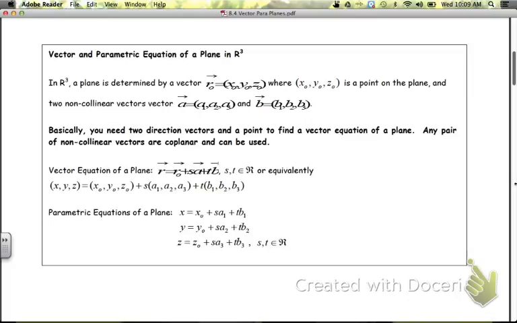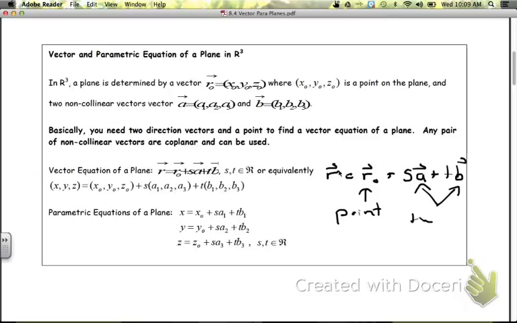Our vector equation of a plane is kind of hard to see here, so I'm going to rewrite it to our right-hand side. We have our vector r is equal to our vector r subscript 0, which is our point, plus s times our vector a plus t times our vector b, where a and b are 2 direction vectors. Similarly, you can look at this using parametric equations of the plane, with our x, y, and z.